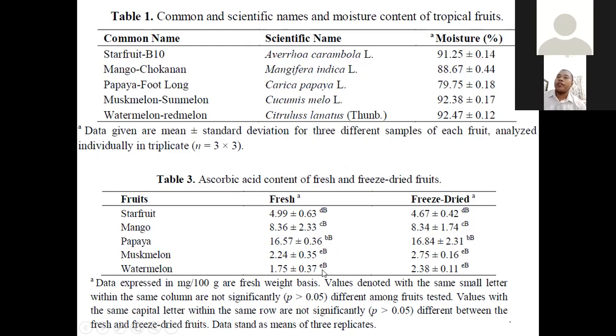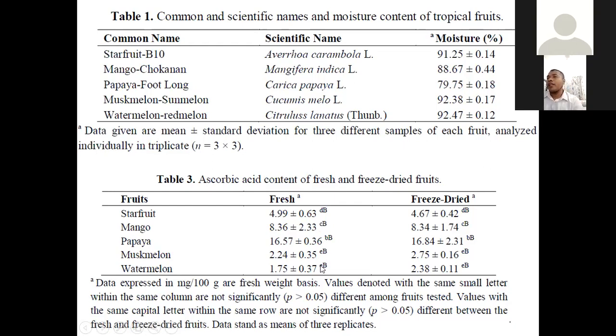But the small letters: D, this is C, this is B, E, E. So what you can tell, E, they are the same. Muskmelon and watermelon, ascorbic acid content in fresh is the same. This one also is the same because they have E and E. B, C are different. B, E are different. B, D are different. C, D are different. C, B are different. C, E are different.